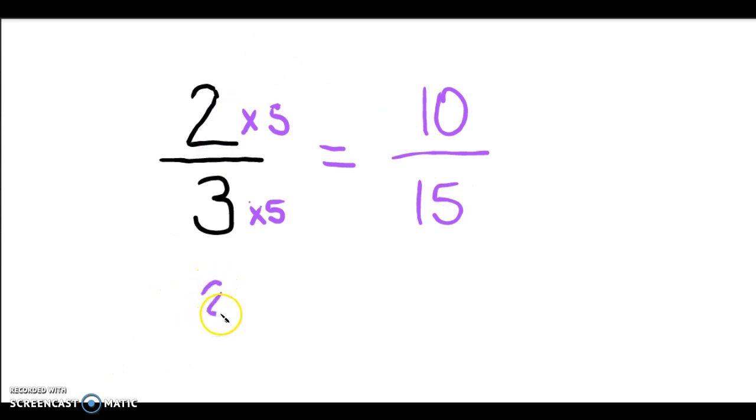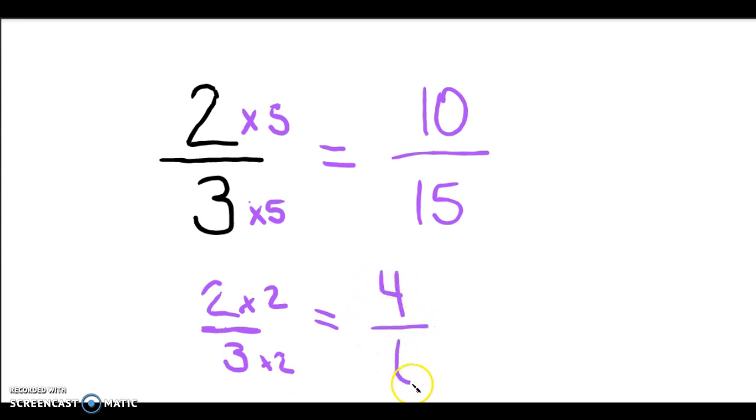And I could do this with literally any number in the world. So let's take it down a notch. Let's say 2 times 2 and 3 times 2, right? Because I have to change them in the same way. All right, so 2 times 2 is 4. 3 times 2 is 6. 4/6 is an equivalent fraction to 2/3.